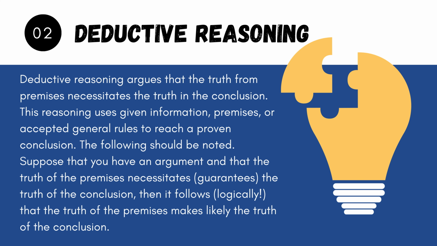In inductive logic, each piece of evidence in the data supplies credibility to the conclusion, but the conclusion remains probable. Deductive reasoning argues that the truth of the premises necessitates the truth of the conclusion. This reasoning uses given information, premises, or accepted general rules to reach a proven conclusion. The following should be noted. Suppose that you have an argument and that the truth of the premises guarantees the truth of the conclusion. Then it follows logically that the truth of the premises makes likely the truth of the conclusion.